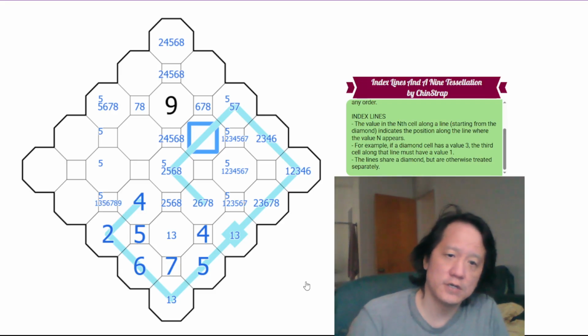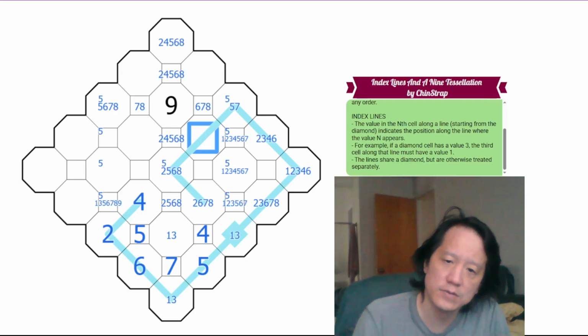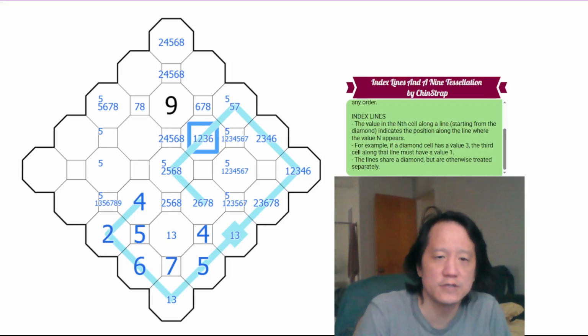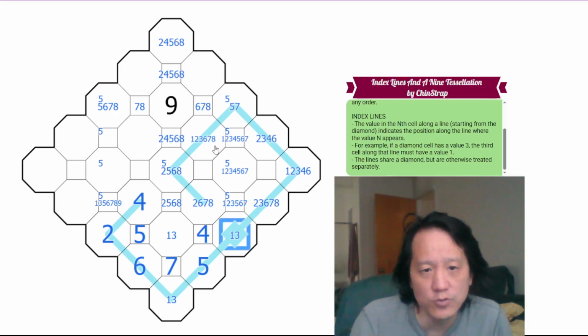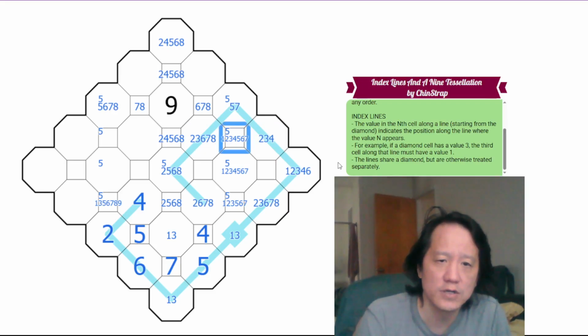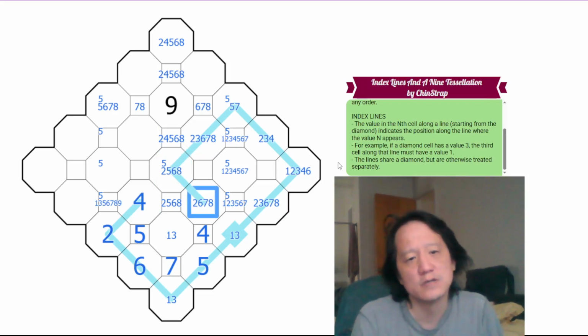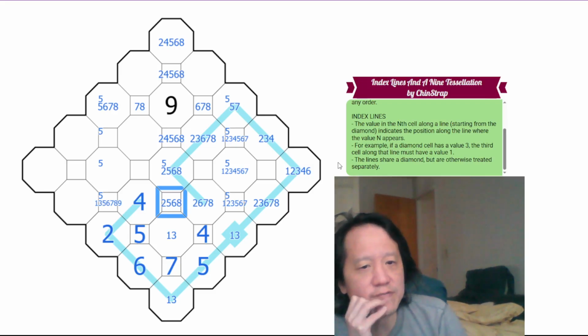This digit can be 1, 2, 3, 6, 7, 8. So 6 cannot be in 1 because of the 1, 3 pair. Could be in 2, could be 3, cannot be 4 anymore. Cannot be 5, could be 6, 7, or 8. Okay. This is pretty convoluted.